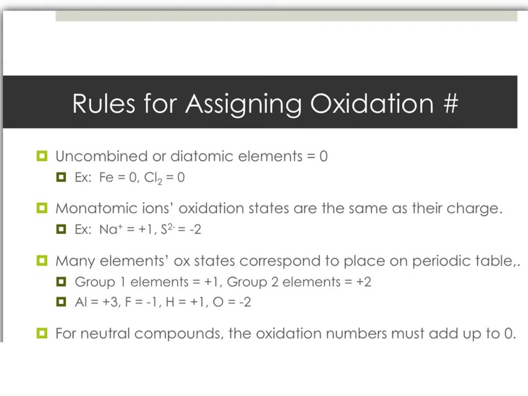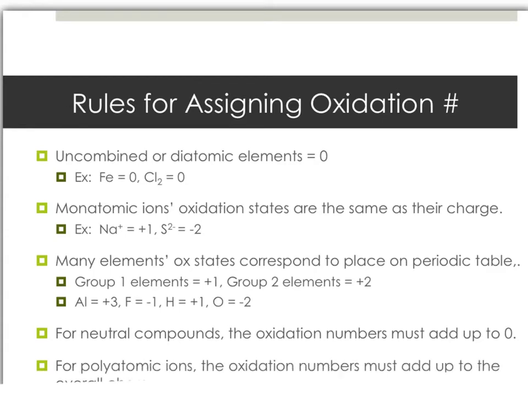Likewise, for polyatomic ions, the oxidation numbers must add up to the charge on the polyatomic ion. In other words, for something like nitrate, NO3-, the overall oxidation numbers must add up to -1. For sulfate, SO4 2-, the overall oxidation numbers must add up to -2.